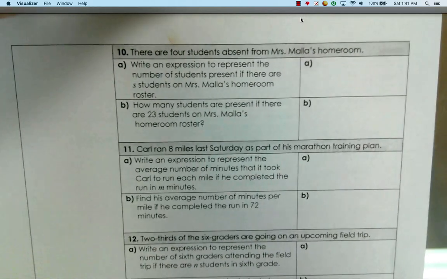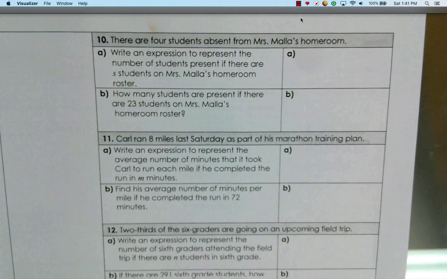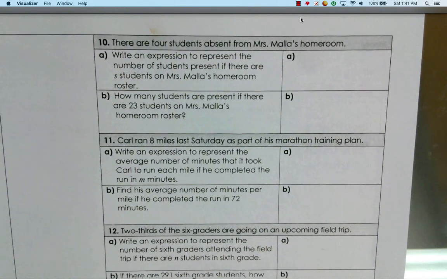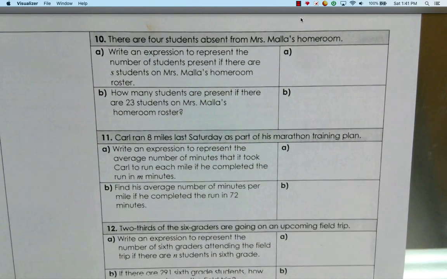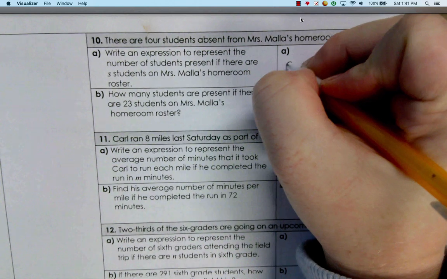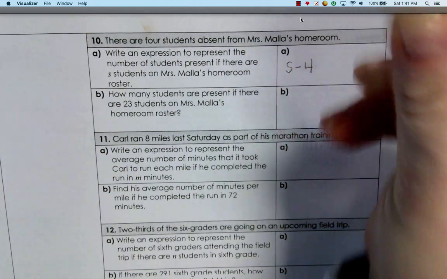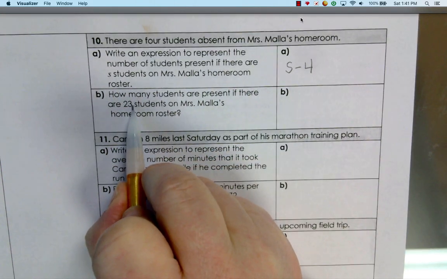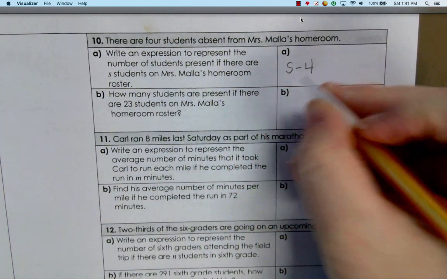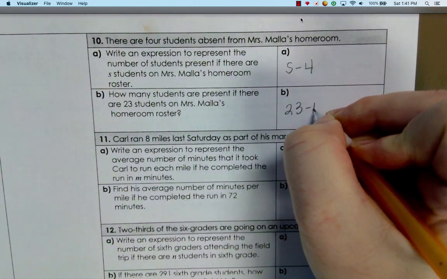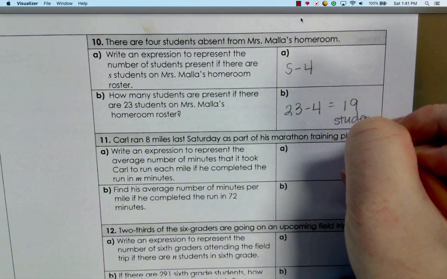Number 10. There are 4 students absent from Mrs. Mala's homeroom. Write an expression to represent the number of students present if there are S students in Mrs. Mala's homeroom. So 4 students are absent. So all of my students, but minus who's absent? 4. Okay. And then how many students are present if there are 23 on her roster? So 23 is my students minus 4. We got 19 little estudiantes in the class.